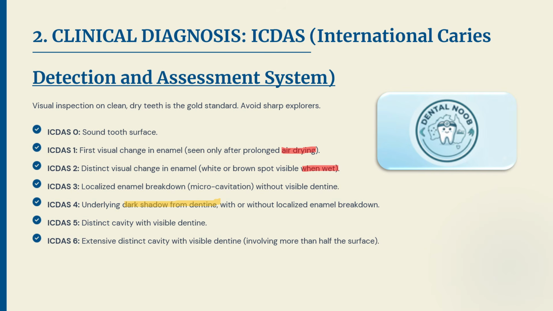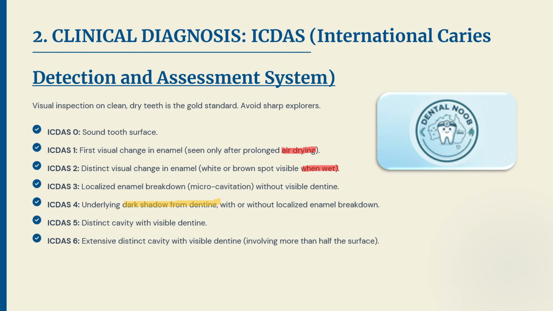Followed by there is ICDAS 3, which is localized enamel breakdown, where you can see microcavitation, and there is no visible dentin yet. So there is cavitation, microcavitation, but the dentin is not showing yet. Now, ICDAS 4 is sort of like a borderline when you're considering exposure to dentin or not.